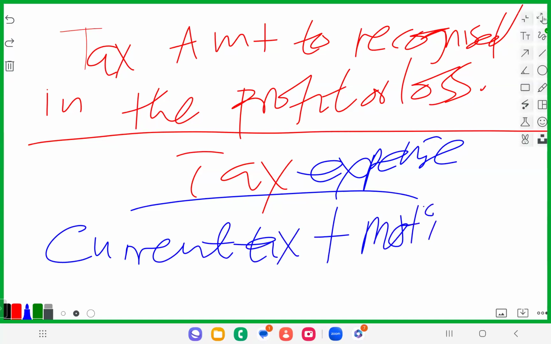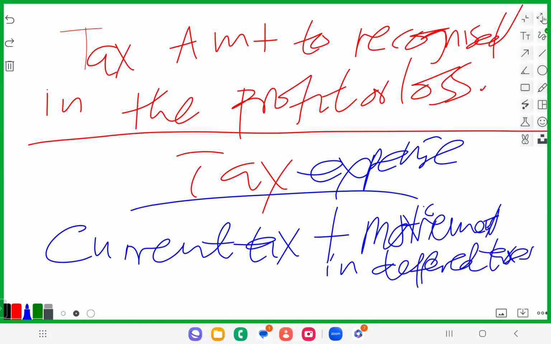We have explained what it means. It is calculated on those differences, the temporary differences. Plus the movements in deferred taxes. Right? The current tax plus the movements in the deferred tax. So we have to check the movements in the deferred tax. Get the current tax, then add the movements in the deferred tax.